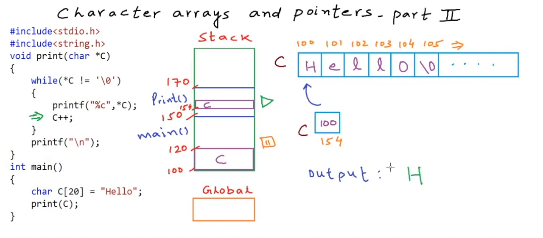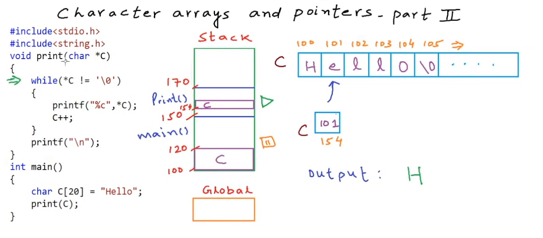If we understand pointer arithmetic from our previous lessons, incrementing a pointer by 1 unit increments the address by the size of the data type that the pointer points to. C here is a pointer to character data type, and character data type is 1 byte. So C plus 1, C++ is saying C is equal to C plus 1. So C now becomes 101. So now C points to the second character in the array.